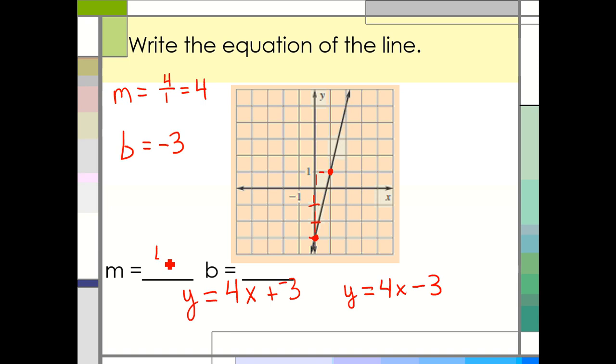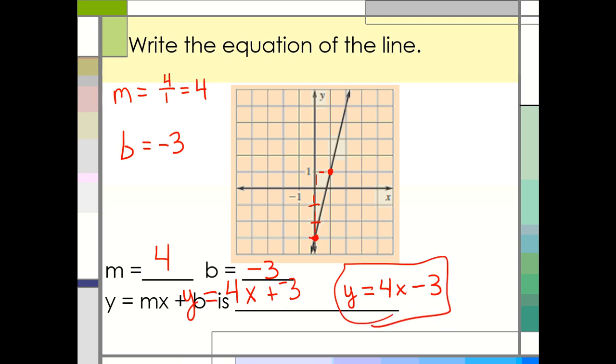So our m we figured out was 4, and our b we figured out was -3. The equation of our line, y equals 4x minus 3, is a little bit cleaner. That's the one that I would use. I most likely wouldn't put plus -3.